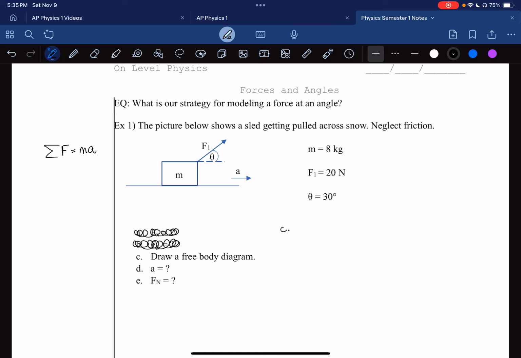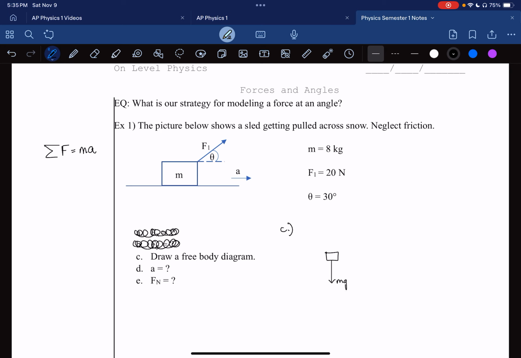And so this object, this box, actually it's a sled. It's being pulled across snow, so there's no friction. And it's being pulled with a force F1 at some angle. The angle is 30 degrees. F1 is 20 newtons of force, and the mass of the object is 8 kilograms. But let's draw the free body diagram for it.